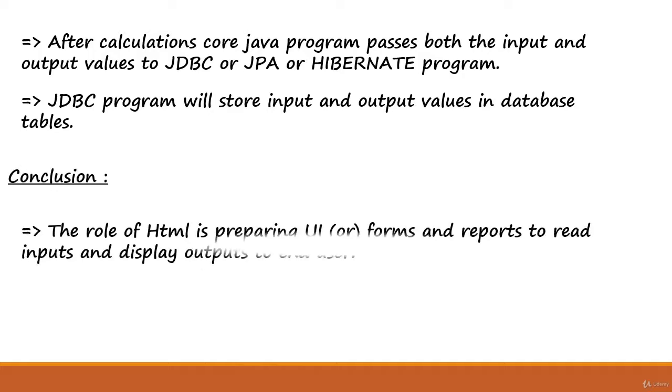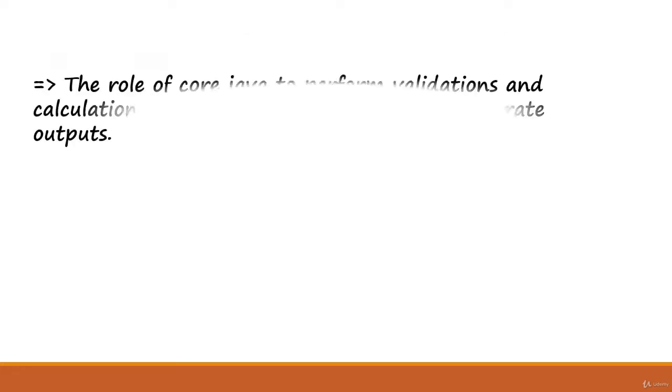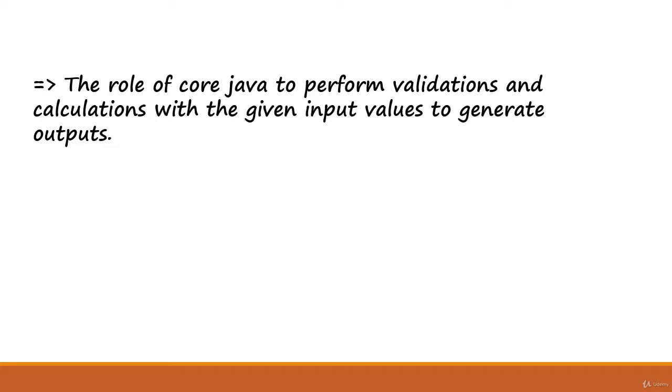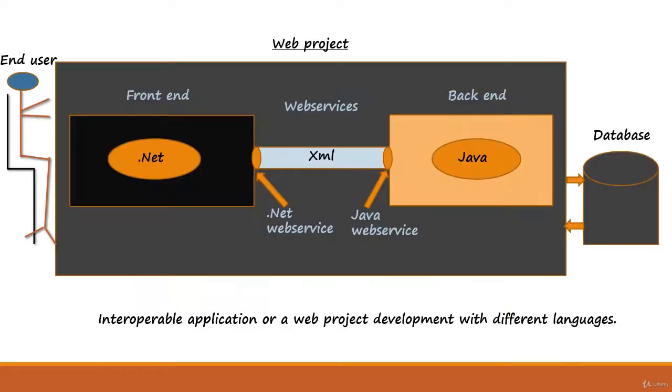Conclusion. The role of HTML is preparing the UI or forms and reports to read inputs and display outputs to the end user. The role of servlet and JSP is reading inputs from the network and passing output via the network. The role of core Java is to perform validations and calculations with the given input values to generate outputs. The role of JDBC is storing data in the database and for reading, updating and deleting the data from the database.